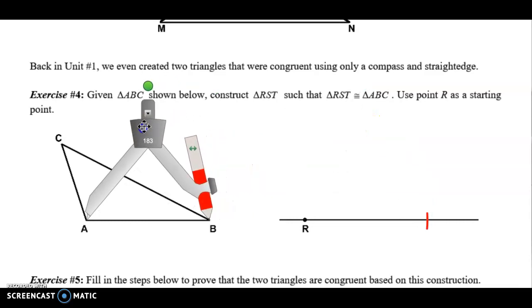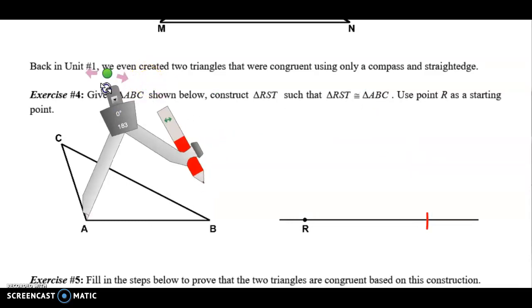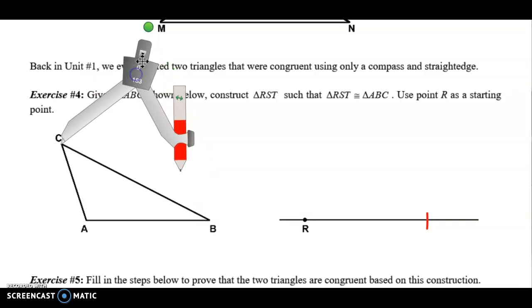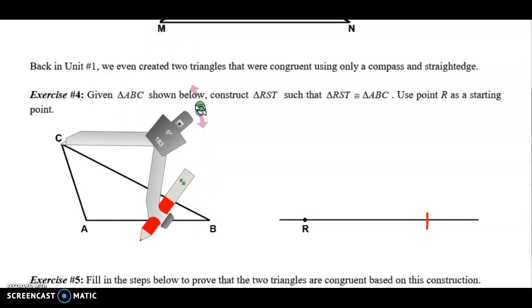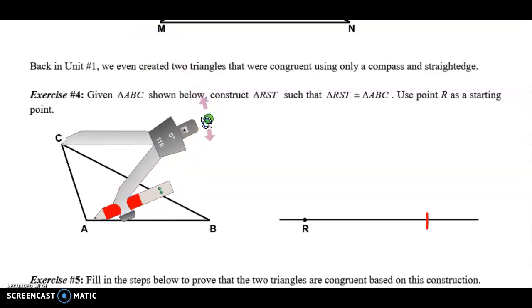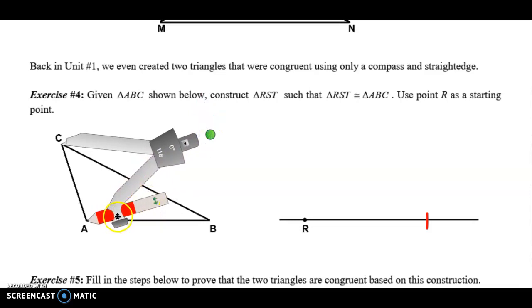Now I come over to here and I'm going to measure AC. Because I'm going to be off the paper, I'm going to have to do it this way, otherwise I would be off my paper. So I put one end of my compass on A and one end of my compass on C. Make it as exact as you can. All right, so I'm measuring AC.